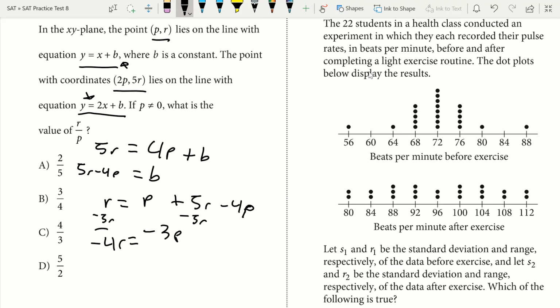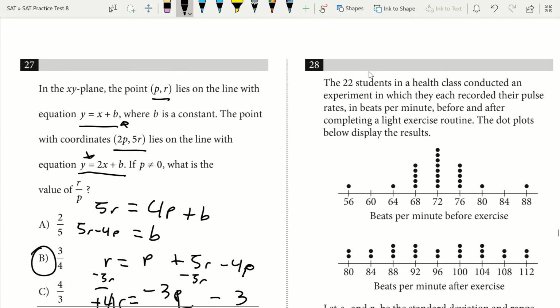Now I need to get r over p. So what I'm going to do is divide the right and left sides by p. So I have negative 4r over p. And now I'm going to divide each side by negative 4. Right? So now I get r over p equals negative 3 over negative 4. Negative 3 over negative 4 is equal to 3 over 4. My answer will be B.